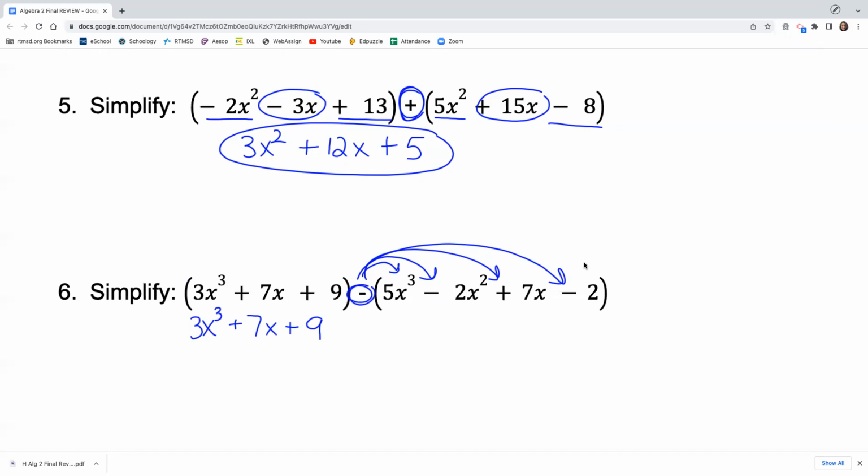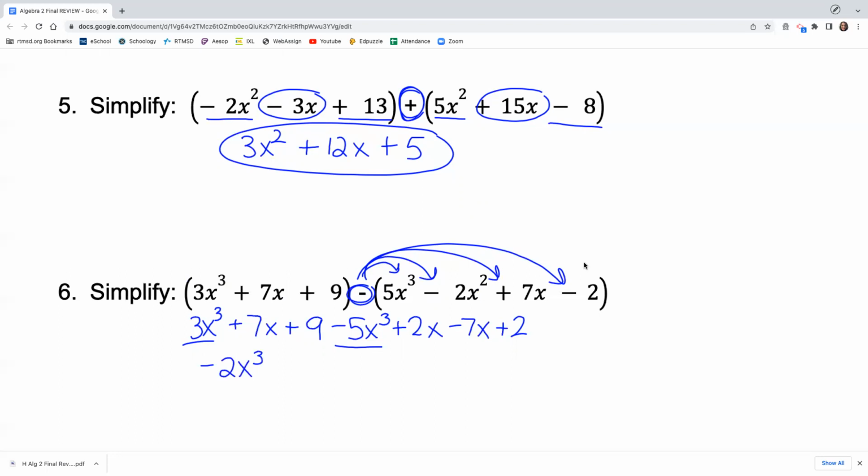Everything behind this minus sign is going to turn into the opposite of what it is because we're distributing a -1 to the 5x to the third, which turns into -5x to the third. -1 times -2x squared is positive 2x squared, and then -7x plus 2. We then combine like terms. 3x to the third minus 5x to the third, that's -2x to the third.